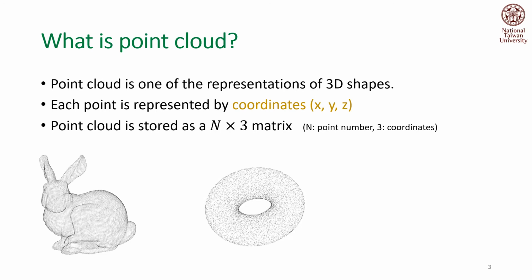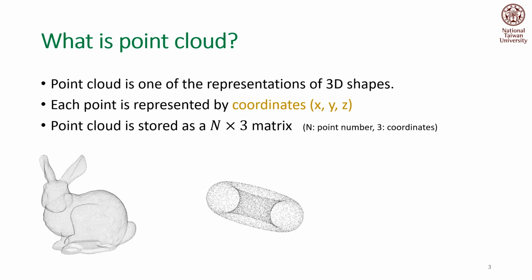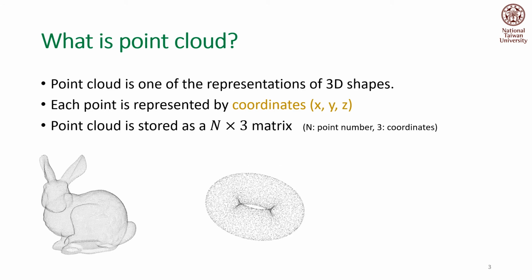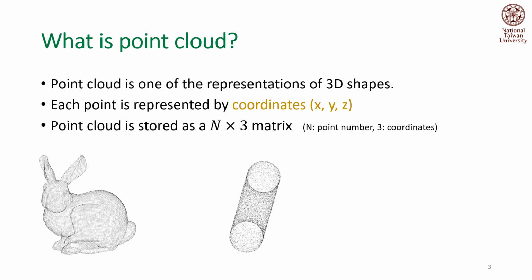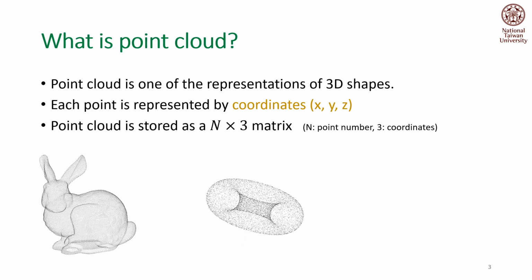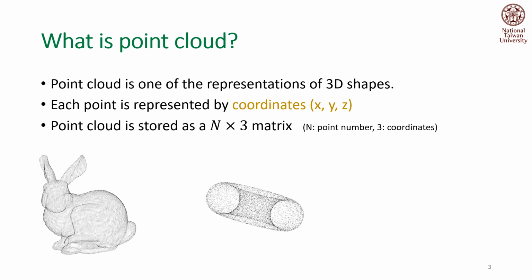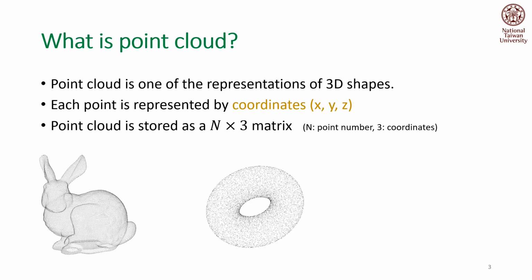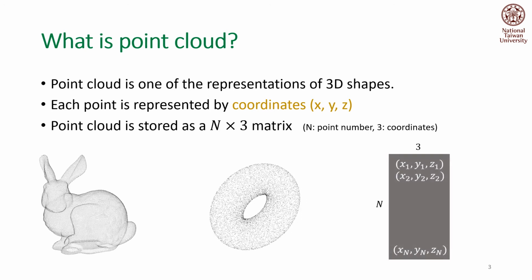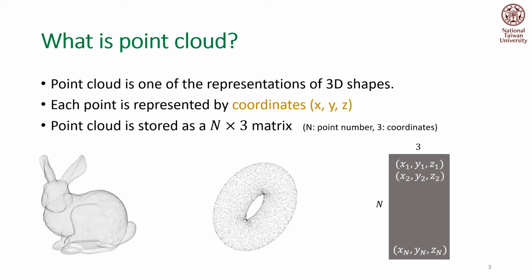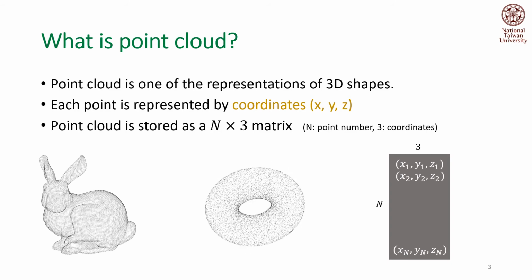This work focuses on point cloud analysis. So what is point cloud? Point cloud is one of the representations of 3D shapes. It describes every single point on the surface of objects, and each point is represented by the coordinates x, y, z, which is a three-dimensional vector. The whole point cloud can be represented by an n×3 matrix. Each row in the matrix is the 3D position of a single point, and n refers to the total point number.